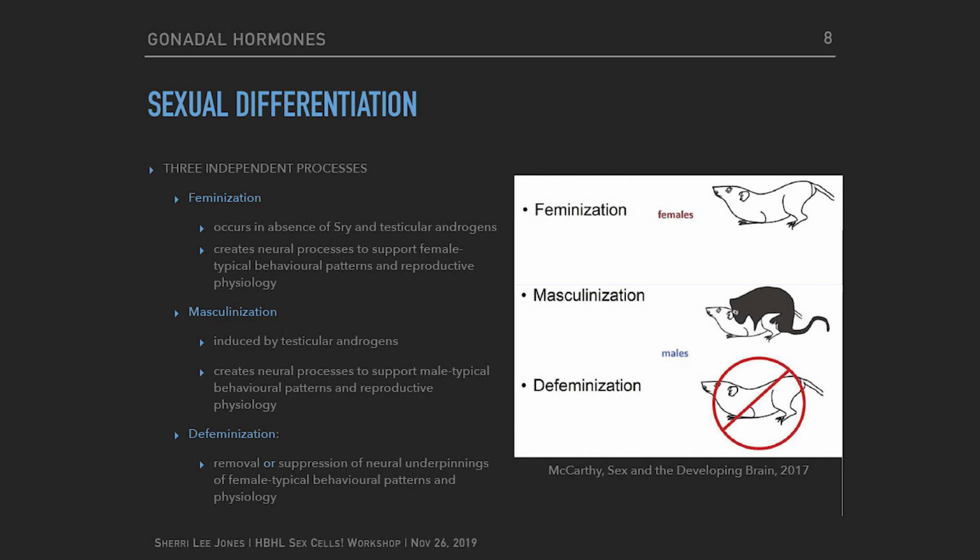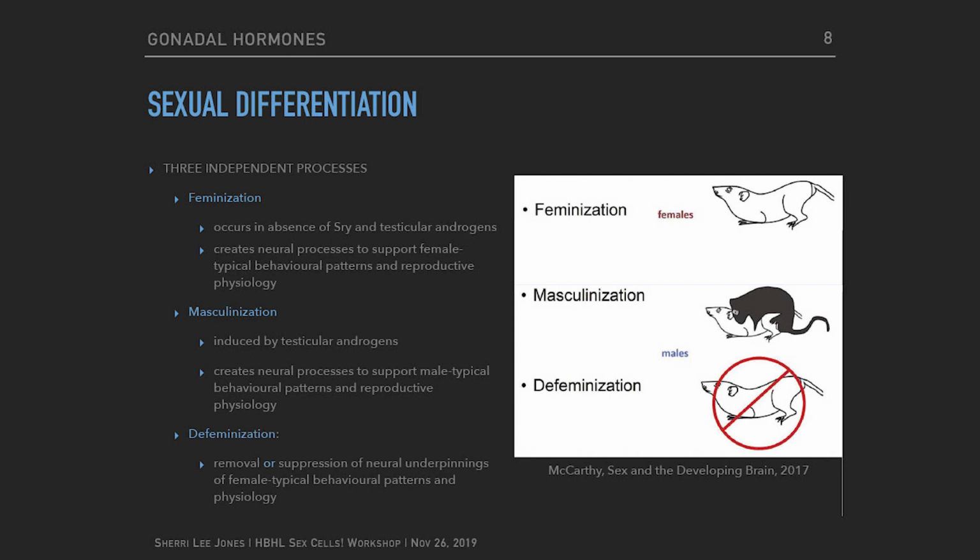In males, you have these 2 processes that occur, defeminization and masculinization. Masculinization is induced by testicular androgens, the testosterone released from the fetal testes, and it creates neural processes that support male typical behavioral patterns and reproductive physiology. And then there's defeminization, which is either the removal or the suppression of neural underpinnings that promote female sexual behavioral patterns and physiology. So basically you have to turn off the female default. Okay, that's what this is.